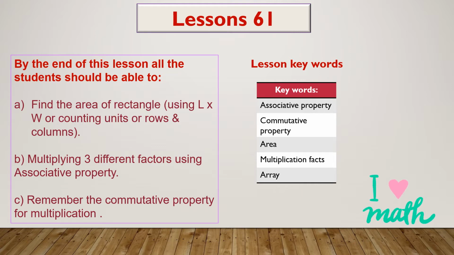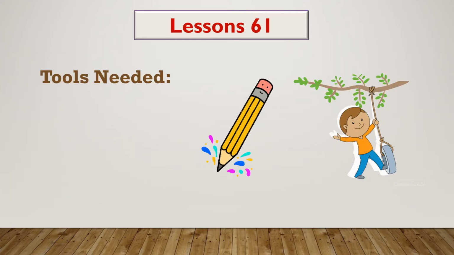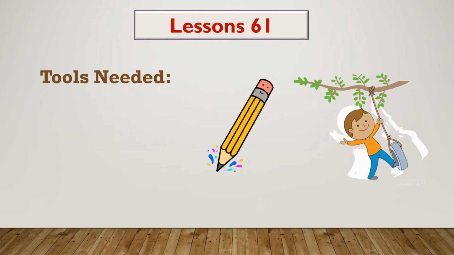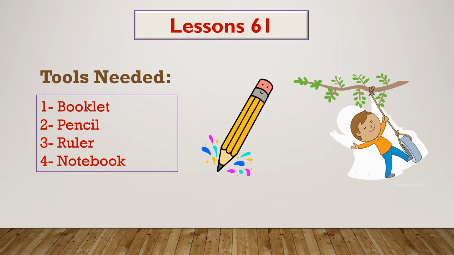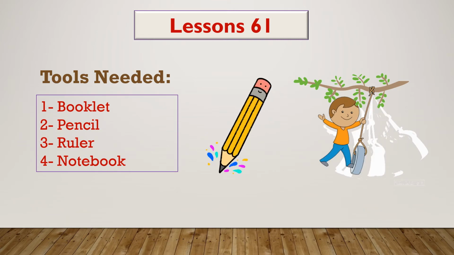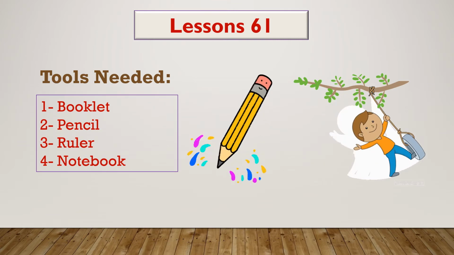Our keywords here are associative property, commutative property, area, multiplication fact, array. So we need some tools here. The tools that we need, please bring your booklet, your pencil, your ruler, your notebook before we start.